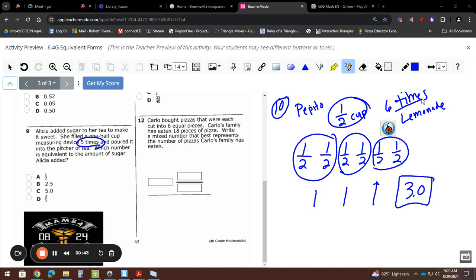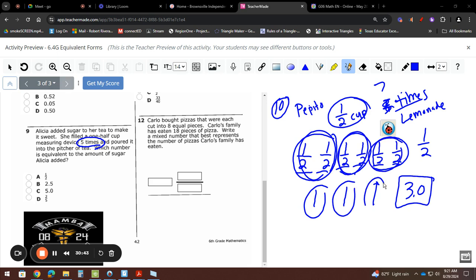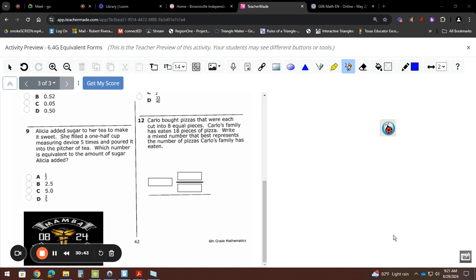Let me do just another one. Let's pretend that instead of 6 times, I want to do 7 times. So 1, 2, 3, 4, 5, 6. This guy makes 1 whole, this guy makes another whole, this guy makes another whole. So now it's going to be 3 and a half. Now if that's not there, change it to decimal. So I'm going to have to bottom out the half. But that's the way you do number 9. I basically almost gave you the answer for number 9 by doing that.